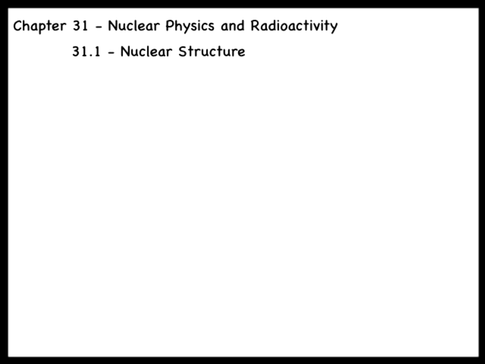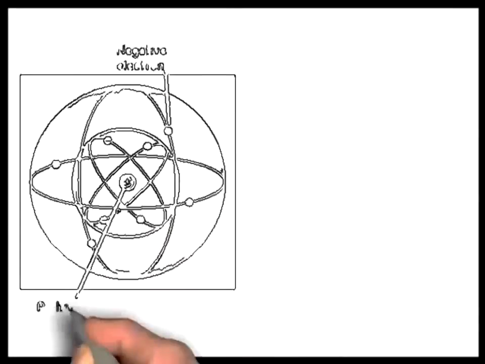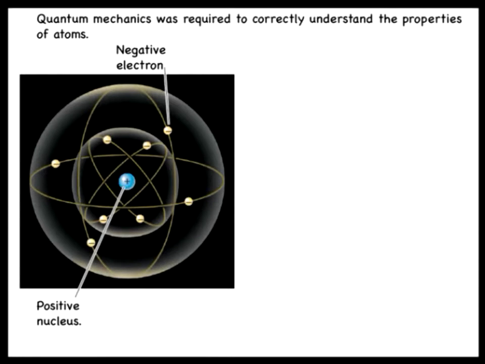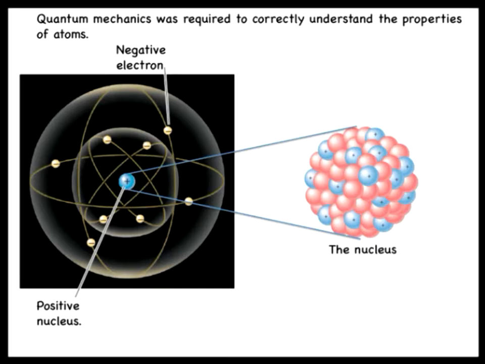In the previous chapter, we studied atomic structure, where negative electrons orbit a positively charged nucleus. Quantum mechanics was necessary in order to understand the properties of atoms. Now let's keep working our way inward and focus on the nucleus. Like the atom as a whole, the nucleus is also governed by the laws of quantum mechanics.